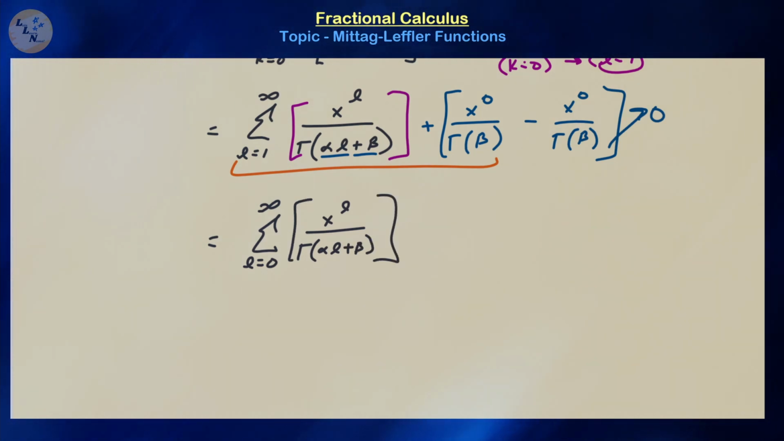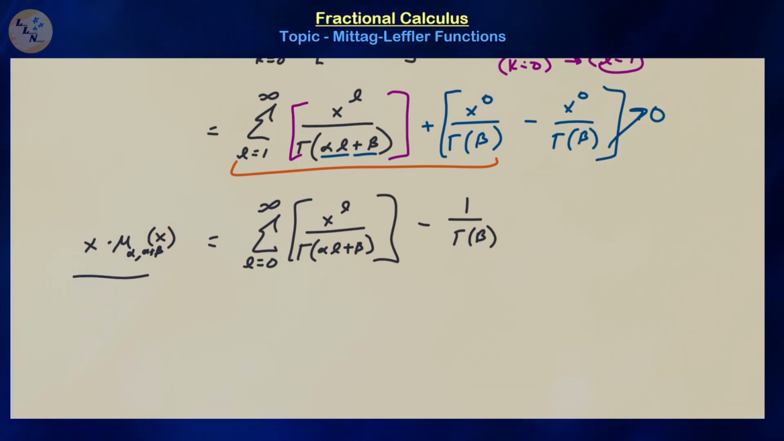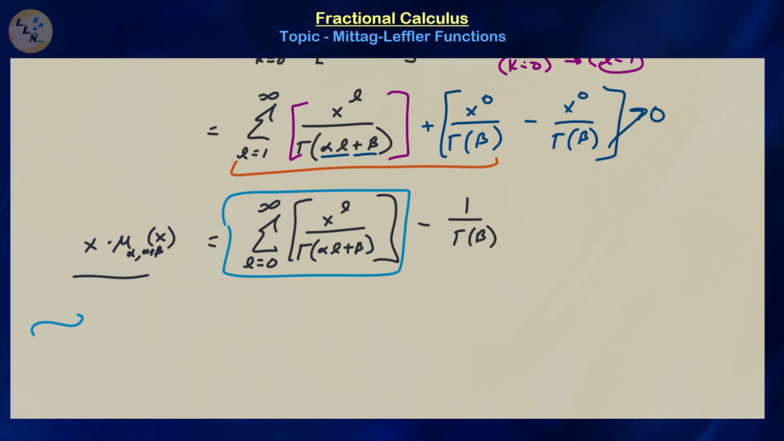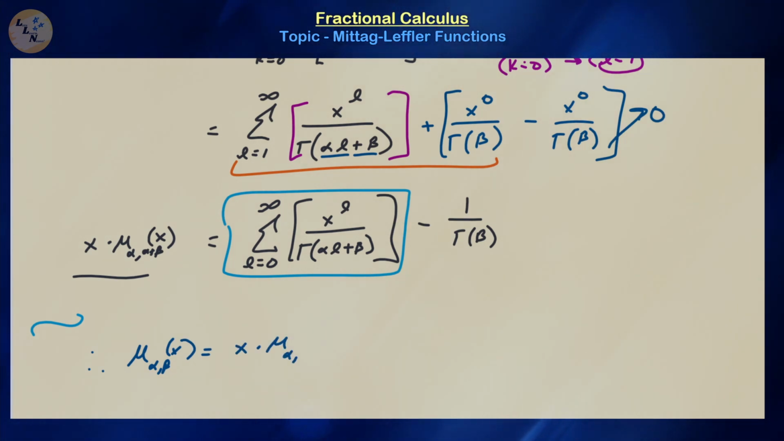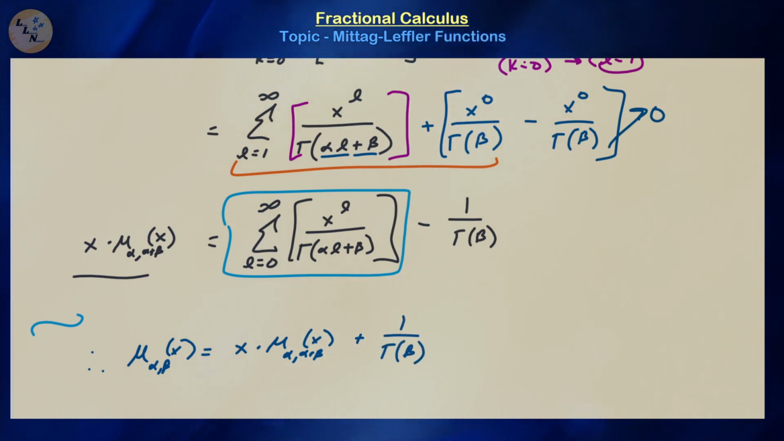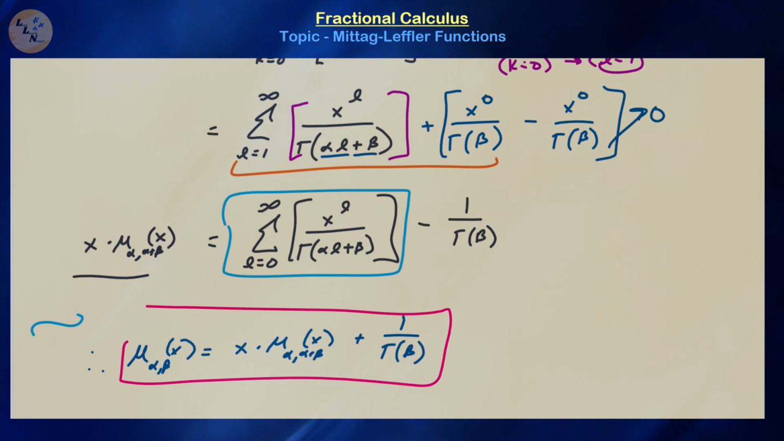That, as we know, is a Mittag-Leffler function, but we have this little 1 over gamma beta term just hanging out at the end, right? So again, that's going to be x times Mittag-Leffler alpha, alpha plus beta, of x. So from this, we can derive the following expression, because this is just Mittag-Leffler alpha beta. So Mittag-Leffler alpha beta of x is equal to x times Mittag-Leffler alpha, alpha plus beta of x, plus 1 over gamma beta. Now that's a very cute relationship.